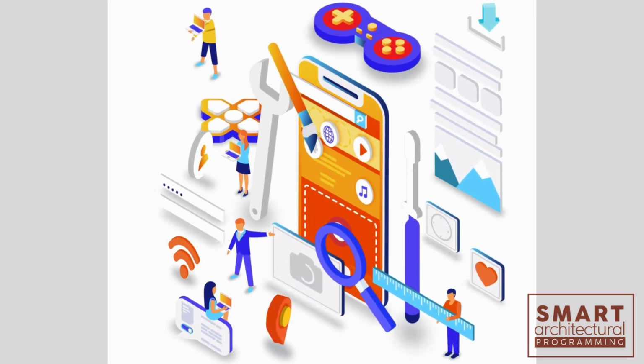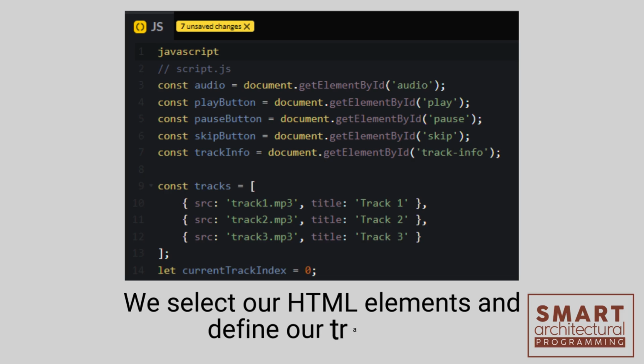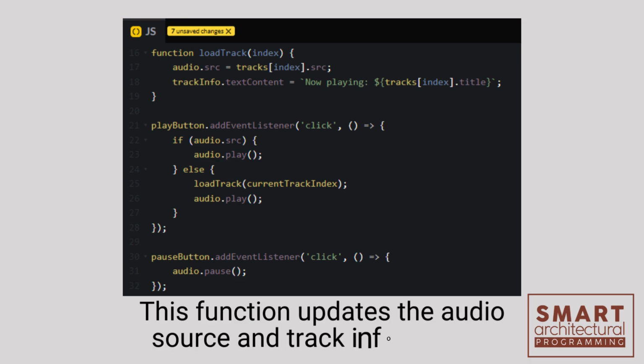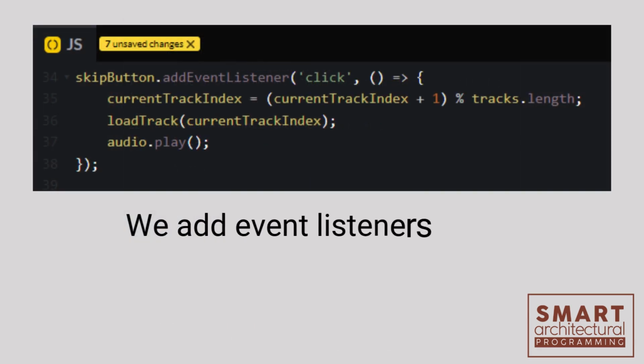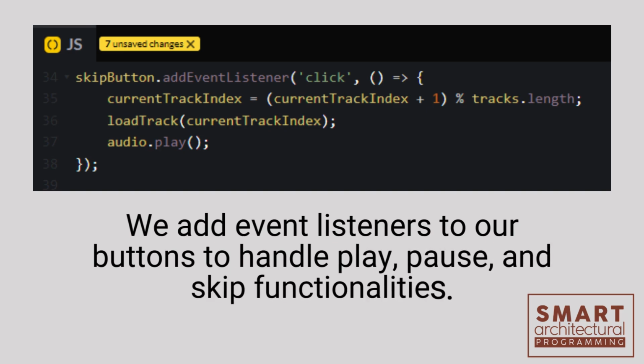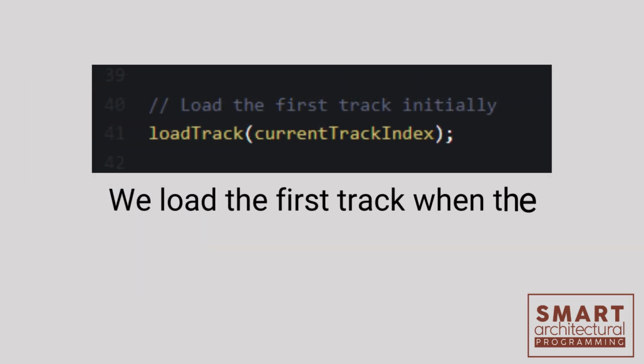Here's what our JavaScript code does. 1. Variables. We select our HTML elements and define our track list. 2. Load track function. This function updates the audio source and track information. 3. Event listeners. We add event listeners to our buttons to handle play, pause, and skip functionalities. 4. Initial load. We load the first track when the page loads.